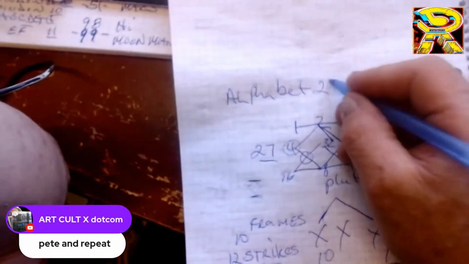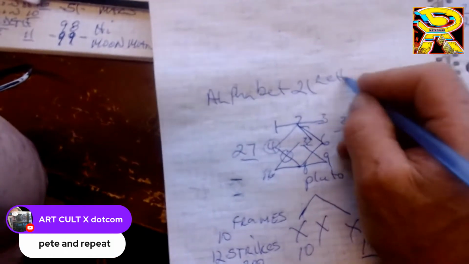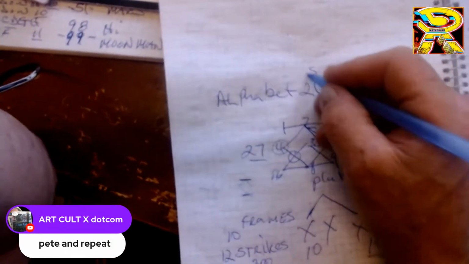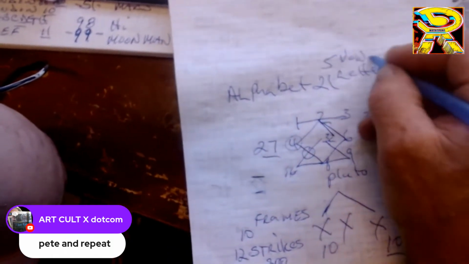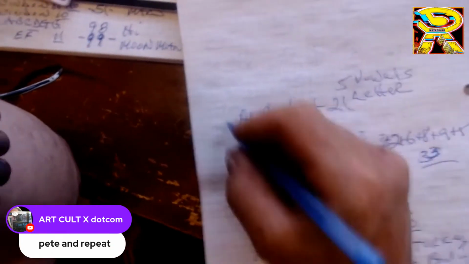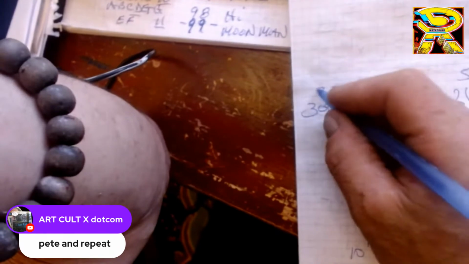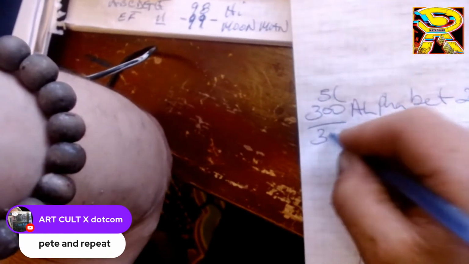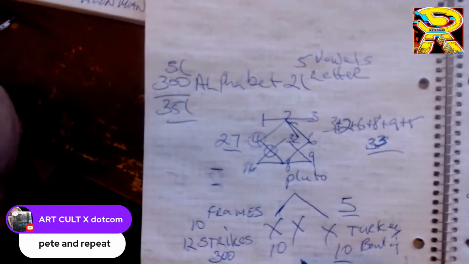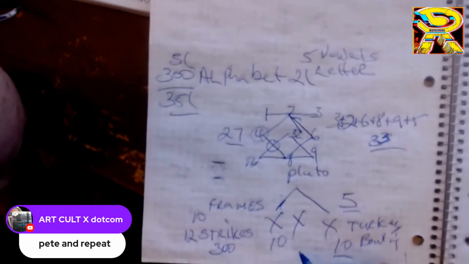Okay, 21 letters, and then 5 vowels. The 21 letters will be valued at 300, and the 5 vowels will be valued at 51, for a 351 evaluation. My camera's getting fuzzy. I don't know why.